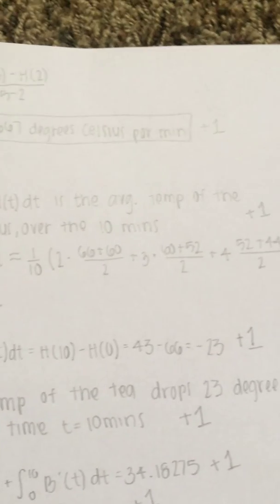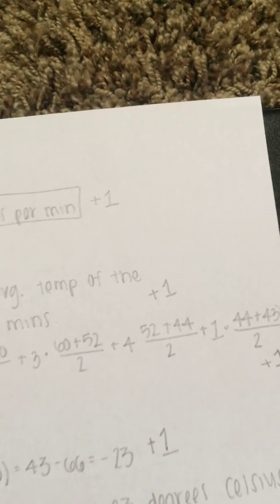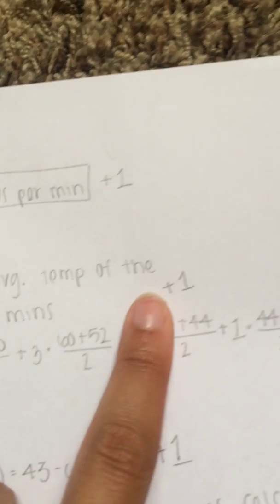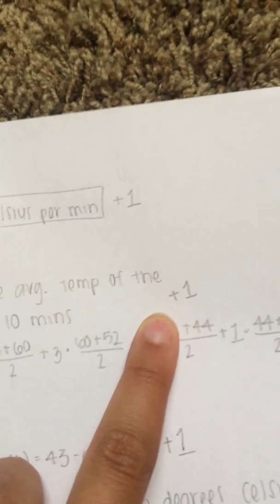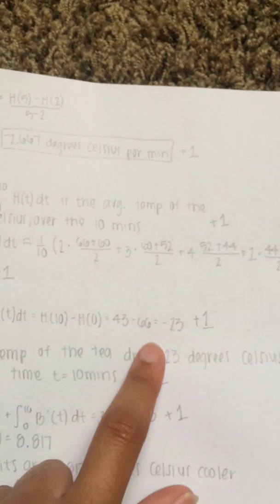So for 2b, you get a point for the meaning of the expression, which is right there. You get 1 point for the trapezoid sum, which is doing all of this right here. And then you get another point just for the answer.